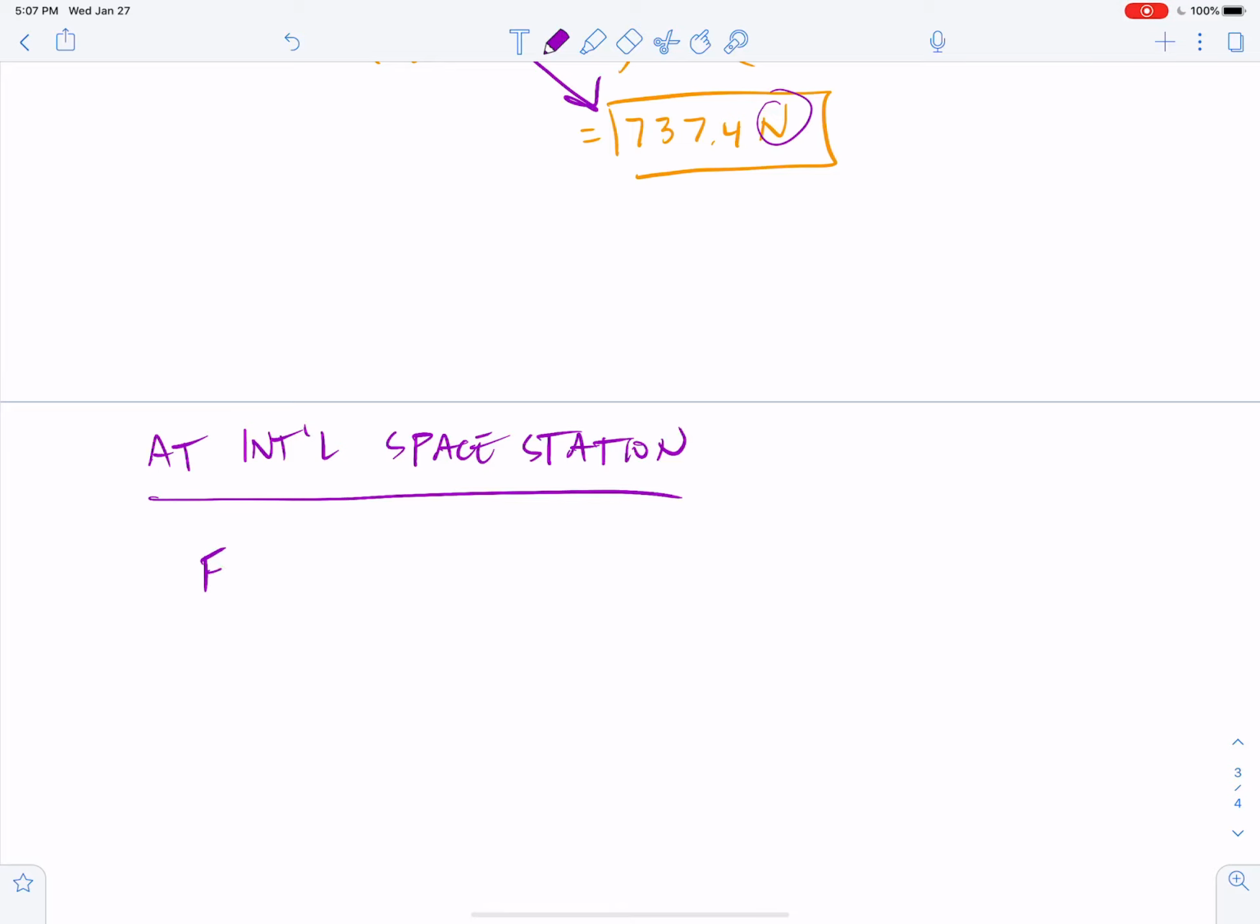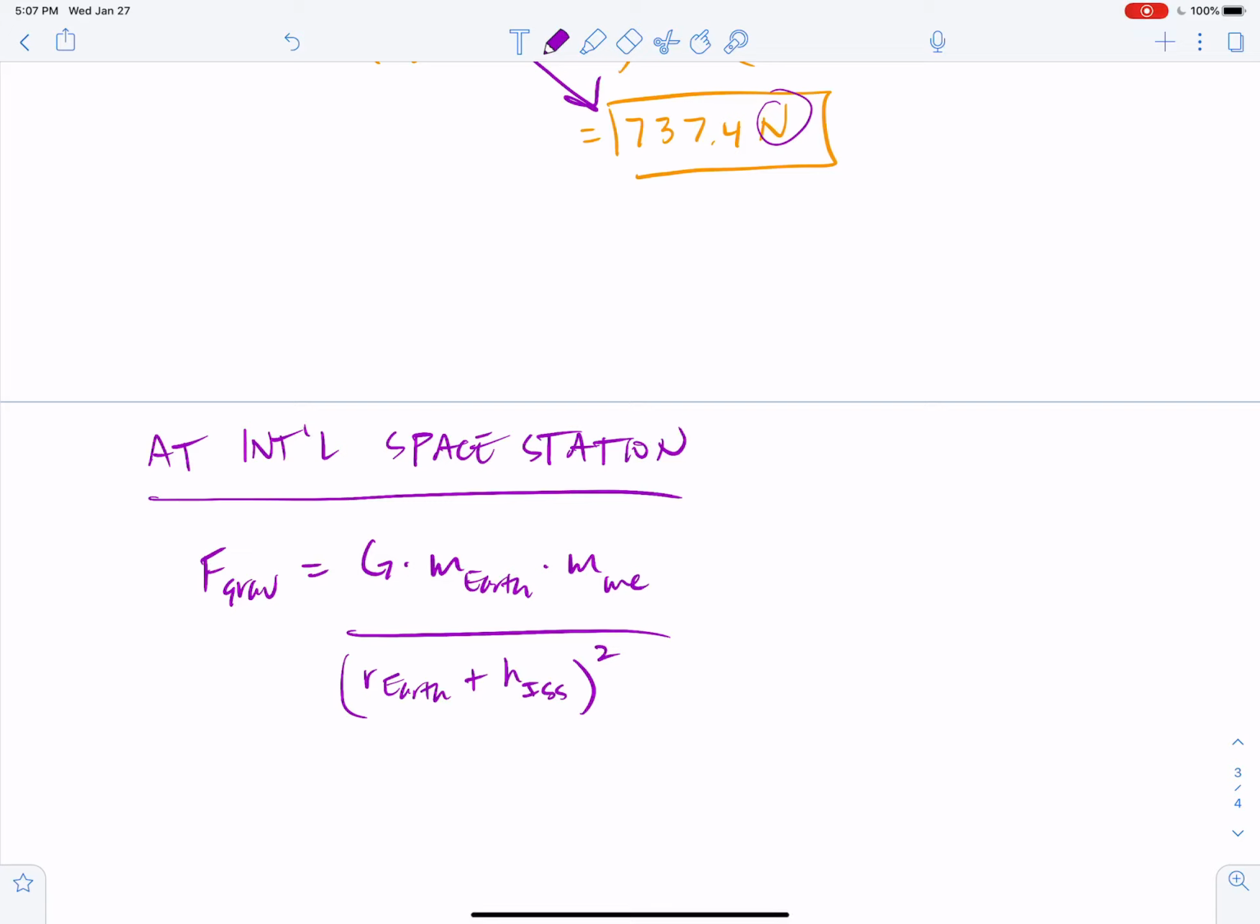So for the force of gravity up there at the space station, you're still going to have the same constant G. You're going to have the mass of Earth. You're going to have the mass of me. And now the distance between the person and the Earth is the radius of Earth plus the height above Earth of the International Space Station. Don't forget to square it.